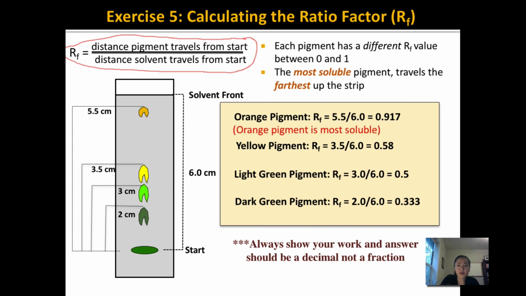So once again, the orange pigment is the most soluble. It traveled the furthest up. And the dark green pigment is the least soluble.